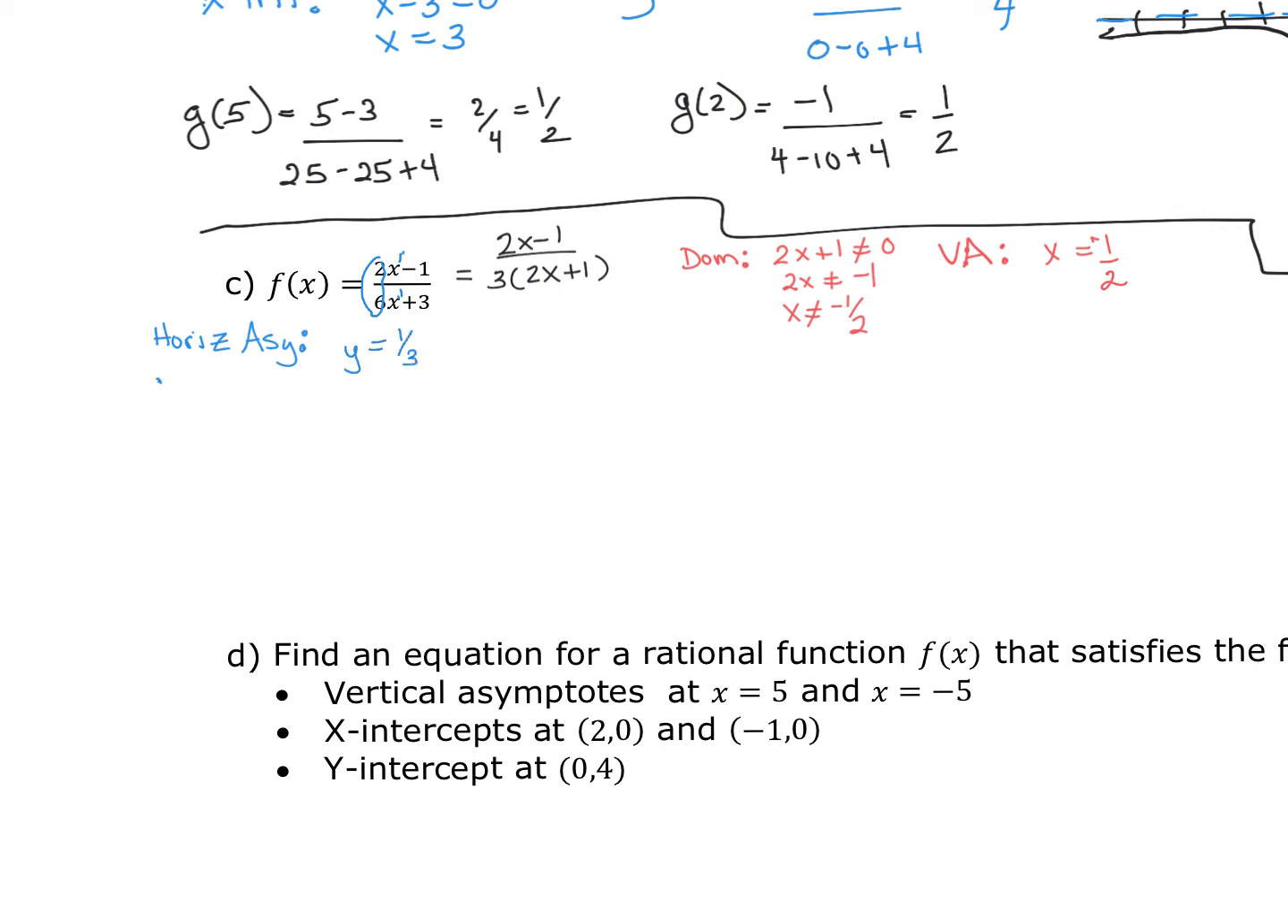We would also like to know if this is going to cross the asymptote, and so we will set our function (2x minus 1) over (6x plus 3) equal to our horizontal asymptote and cross multiply. So we will have 6x minus 3 equal to 6x plus 3. And if I subtract the 6x's, I get -3 is equal to 3. So no, it does not cross.